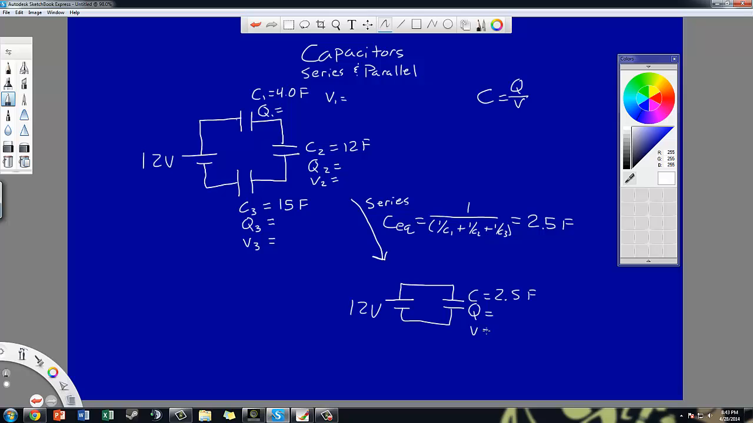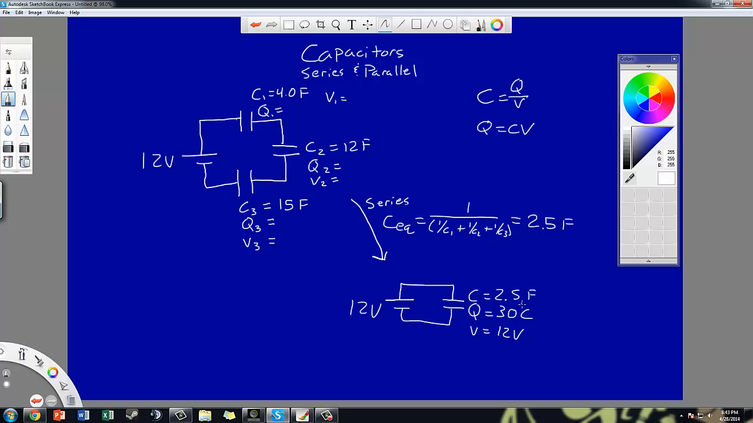and so what I can do is fill in all of my values for this combined capacitor because I know it's 12 volts. Looking across the sides of this capacitor, it's the same as across the sides of the battery, and therefore the total voltage difference is 12 volts. And so to find Q, I just rearrange this equation up here and I say, well, Q then is equal to C times phi. So 12 times 2.5 gives me 30. And my unit here is coulombs because it's charge, so 30 coulombs.